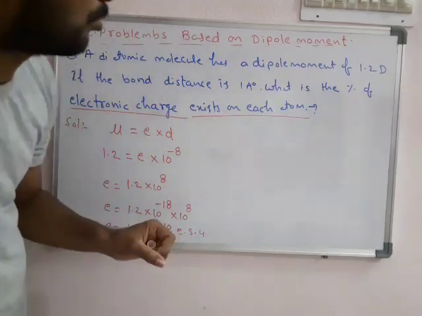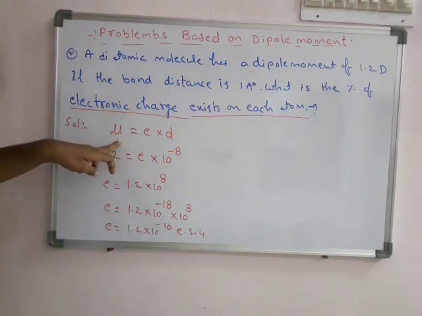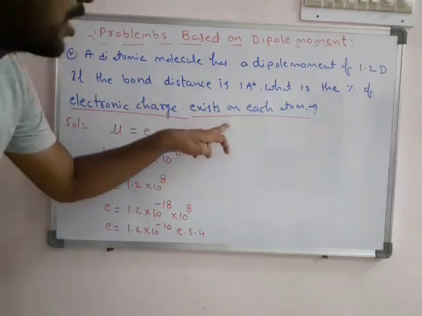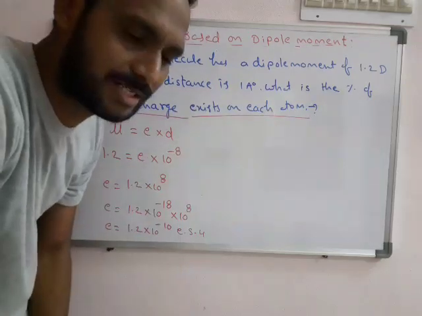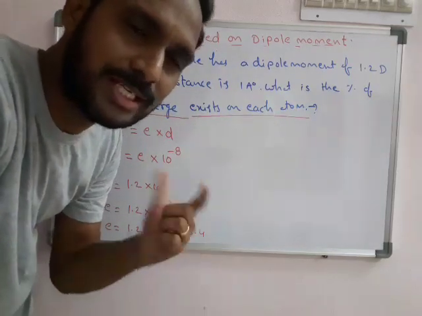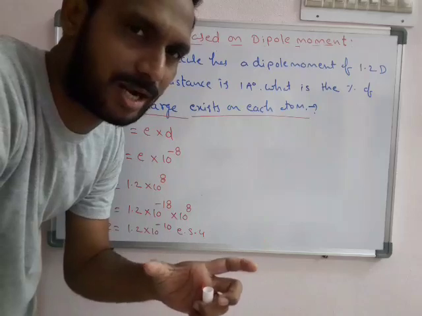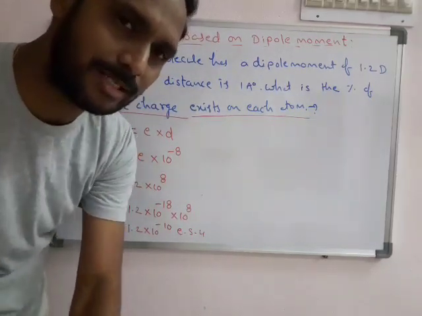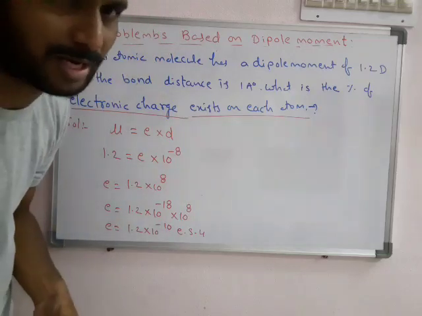So based on the dipole moment value we calculated the charge. Now what is the percentage of this charge in the general charge? What is meant by general charge? General charge means the electron charge. We treat the charge of an electron as the general charge, and we have to find out this charge as a percentage of it.